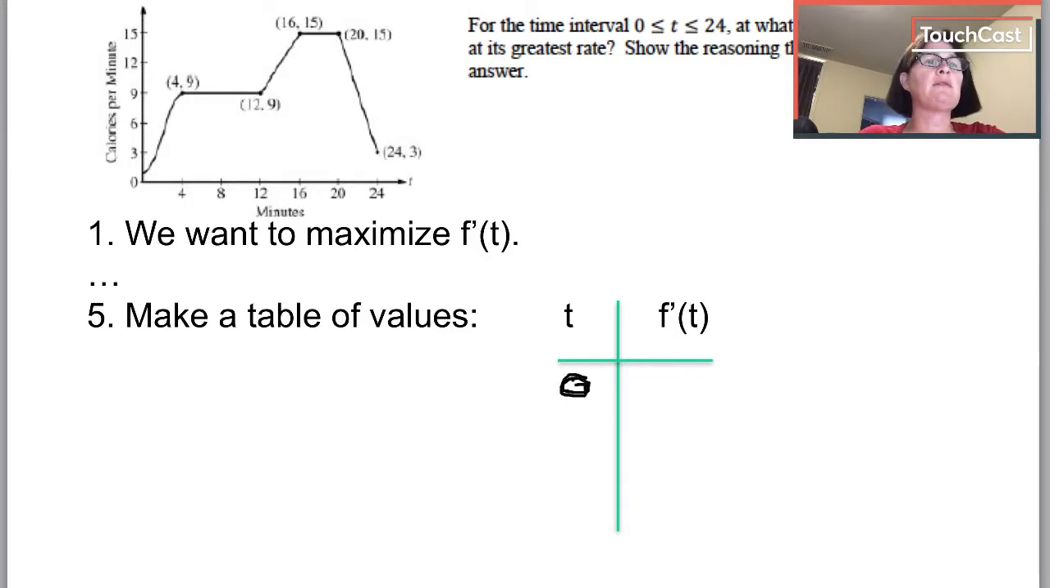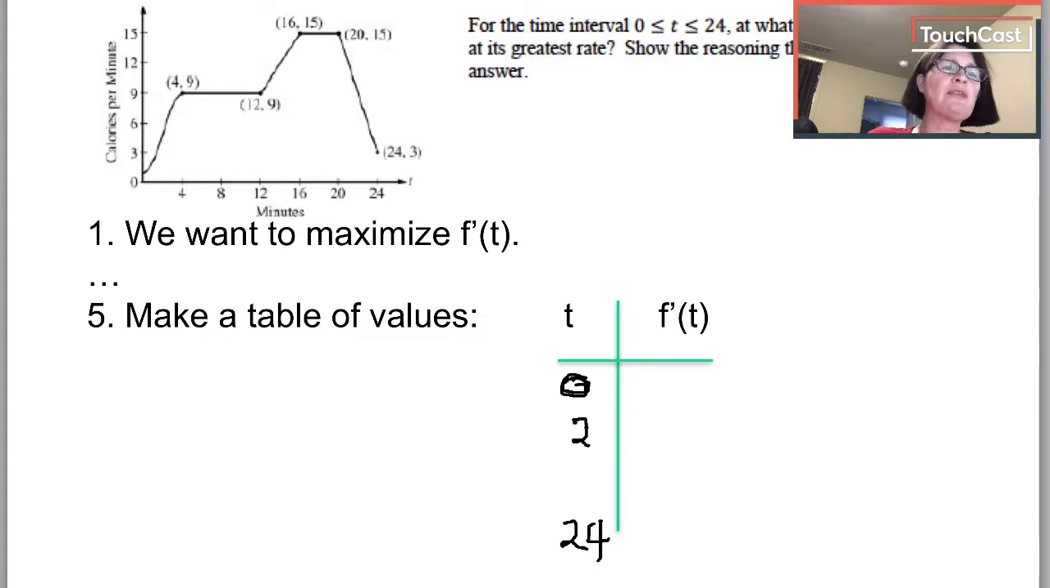This is 0, and 24. We need to include the critical points, for sure 2. And then we need to think of a way to check, because we kind of had critical points everywhere in between 4 and 24.